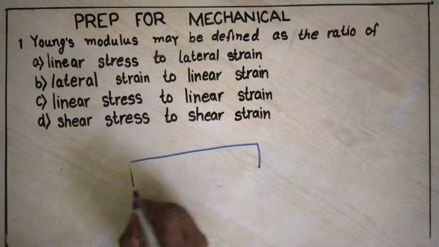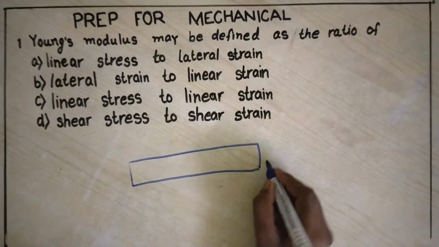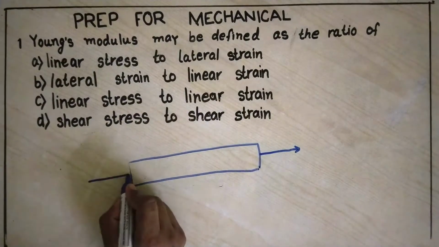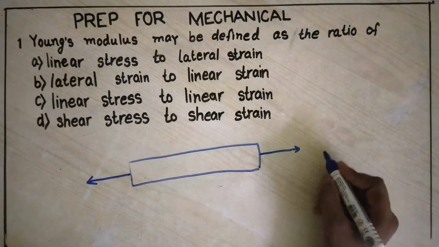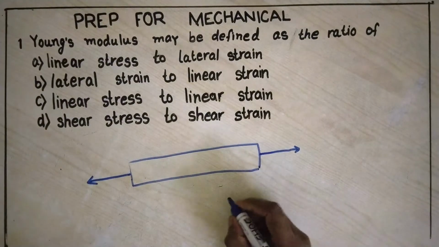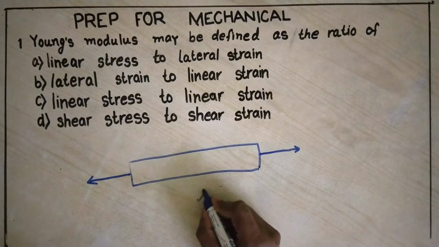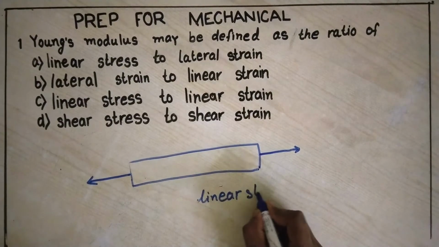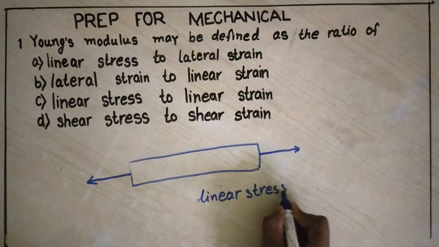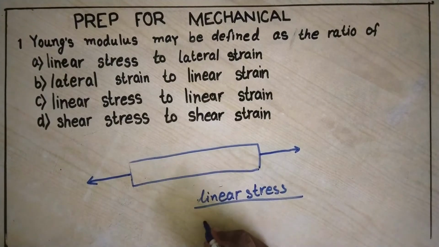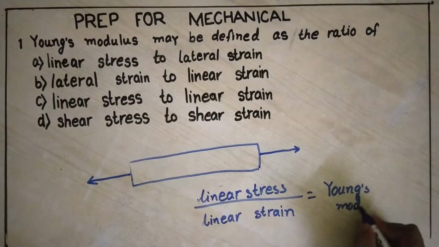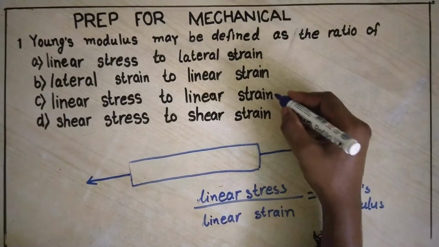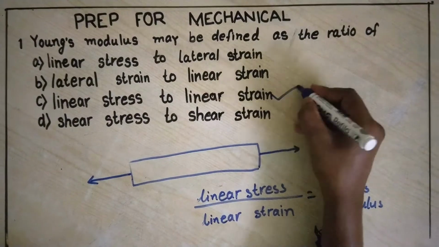When a pull force is applied on a body, stress and strain are developed inside it, and this stress and strain are called linear stress and linear strain respectively. The ratio of linear stress to linear strain is called Young's modulus. So the correct option is linear stress to linear strain.